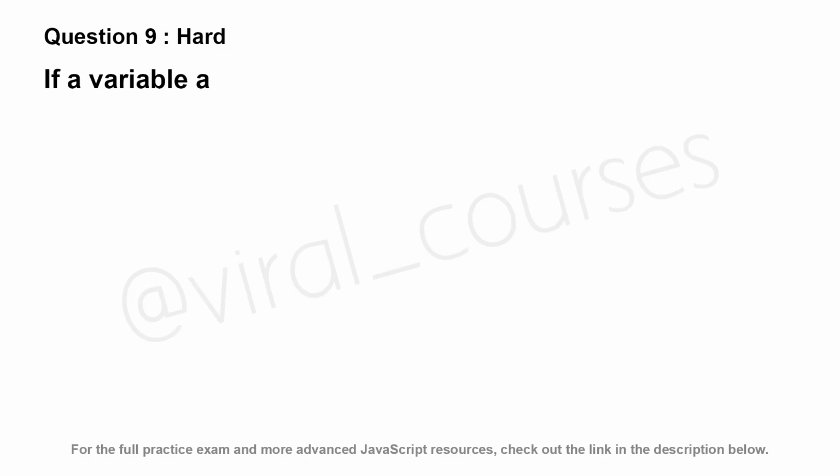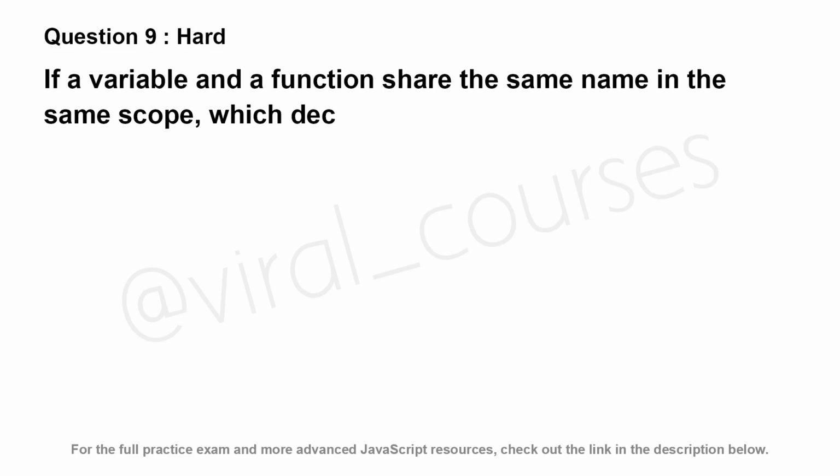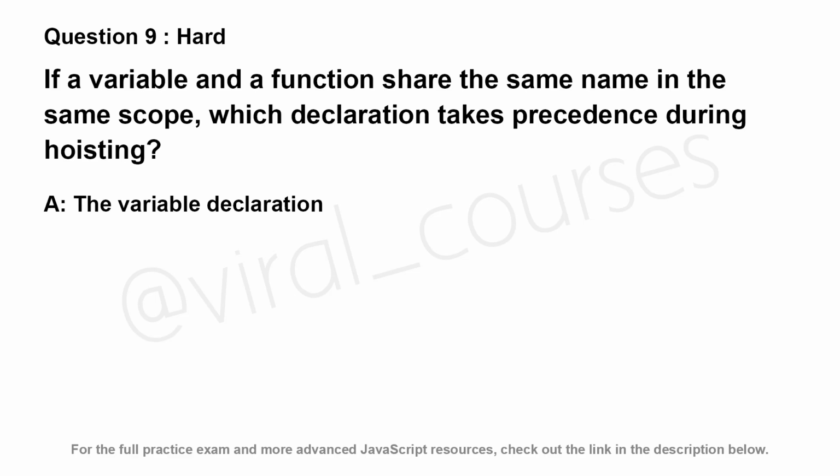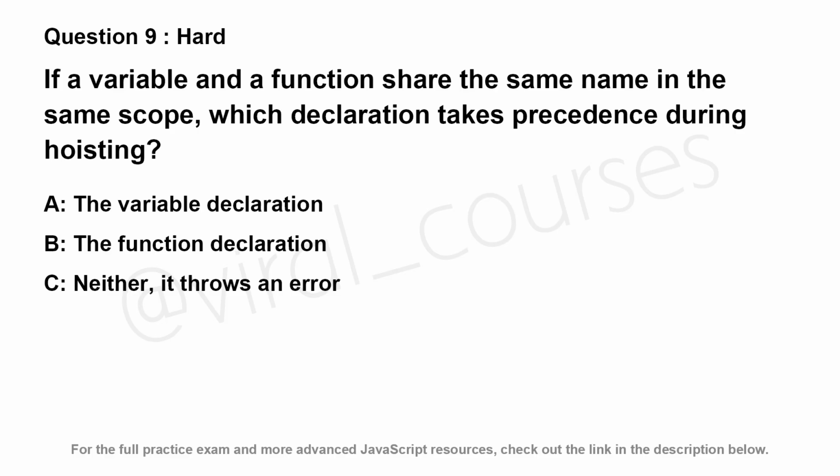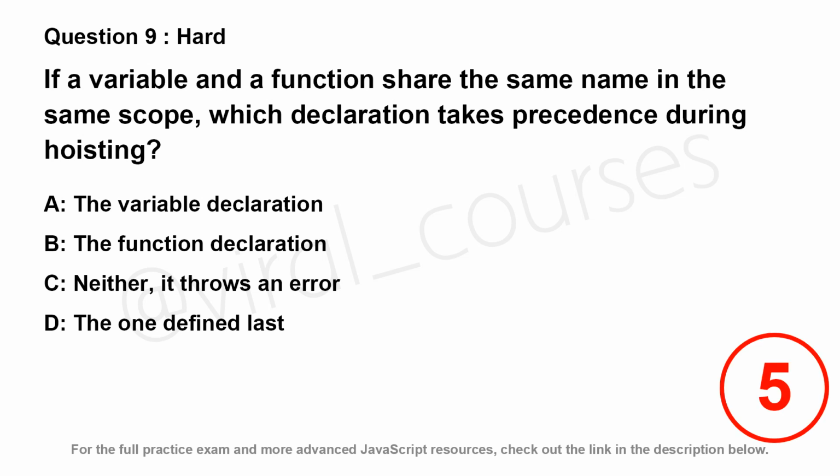If a variable and a function share the same name in the same scope, which declaration takes precedence during hoisting? Option A, the variable declaration. Option B, the function declaration. Option C, neither. It throws an error. Option D, the one defined last.